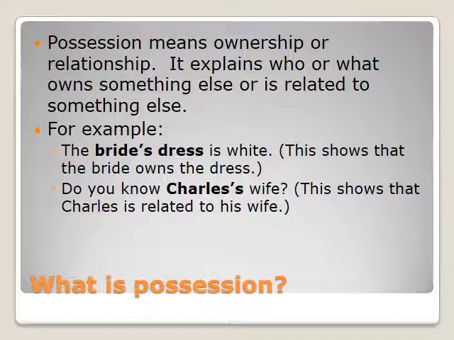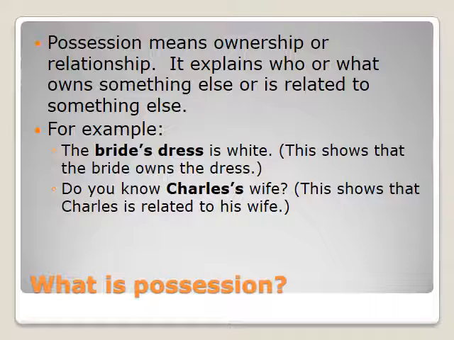All right, so one of the questions that I asked you is, what is possession? Well, what possession means is ownership, or it can also mean a relationship. So it explains who or what owns something else or is related to something else. So we have this example, the bride's dress is white. The thing that shows the possession is the apostrophe and the S, and it shows that the dress belongs to the bride. In the second example, we're showing relationship. Do you know Charles's wife? It's showing that the wife is related to Charles.